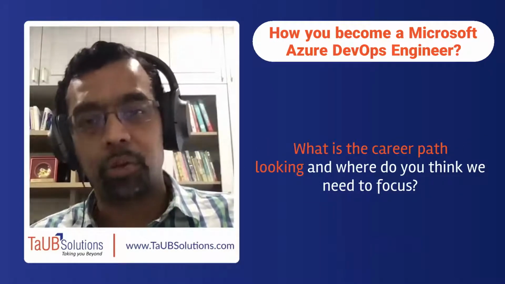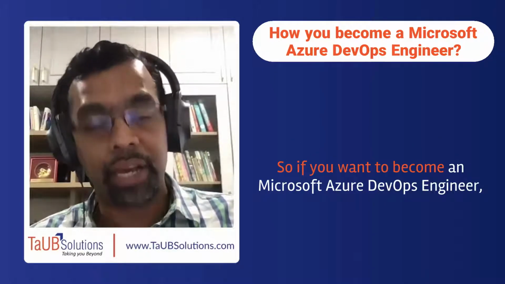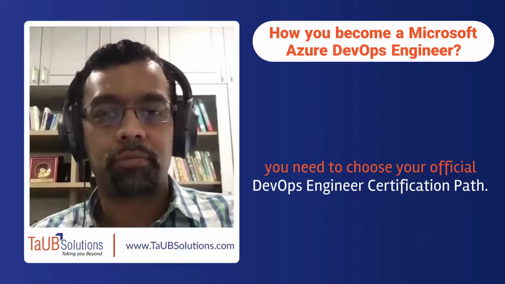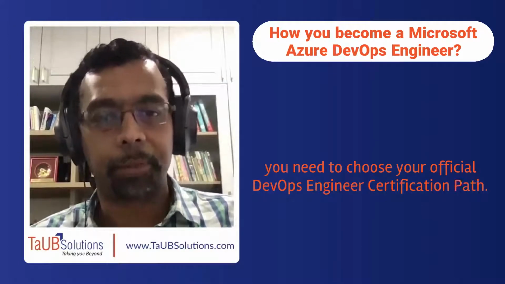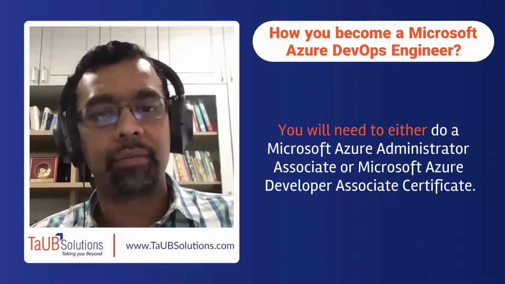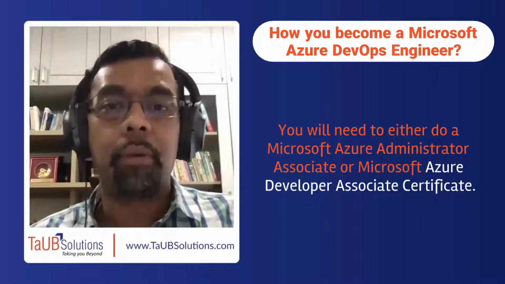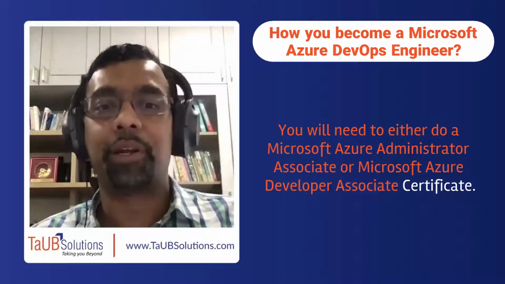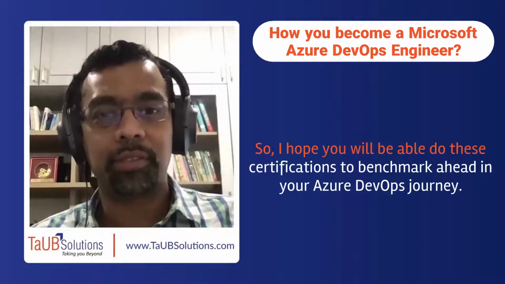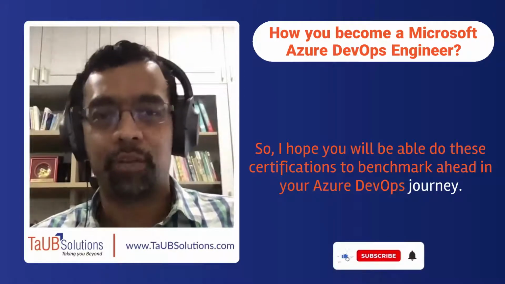Okay, having now talked about all the requirements of a Microsoft Azure DevOps engineer, what does the career path look like? And where do you think we need to focus? If you want to become a Microsoft Azure DevOps engineer, you need to choose your official DevOps engineer certification path. Because this is highly technical in nature, you will need to do either a Microsoft Azure Administrator Associate or Microsoft Azure Developer Associate certificate. I hope you will be able to do these certifications to benchmark ahead in your Azure DevOps journey.